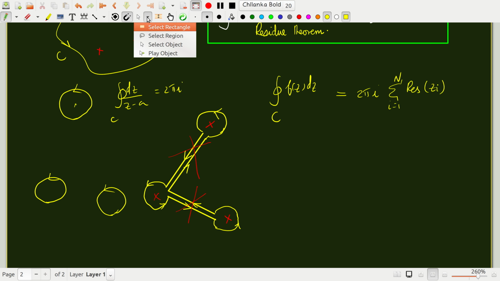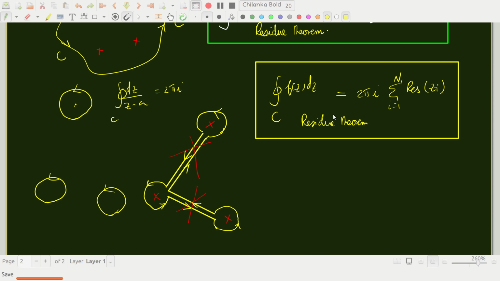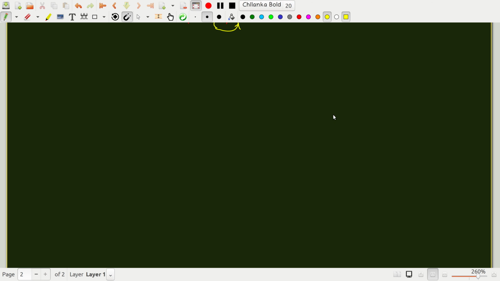This is basically called Cauchy's residue theorem, or simply the residue theorem. The residue theorem is very, very powerful because it will help us in calculating several integrals, as we will see shortly. I'll give you a couple of examples. I'll give you many examples as we go along. So let's take one of the simplest examples.